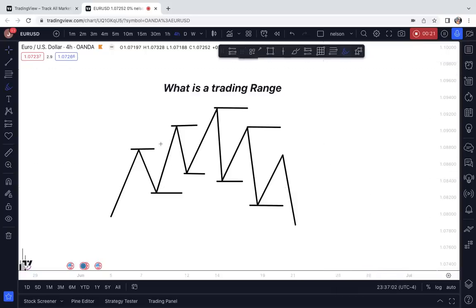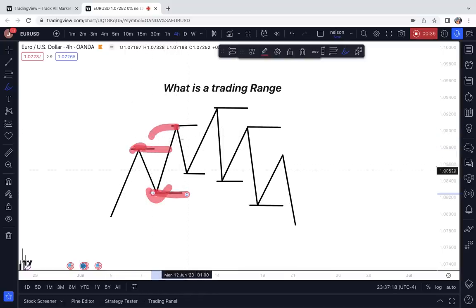For instance, here the last market structure was this high and this low, and then after this low was made, this high was made, breaking the last high. Therefore, our new range would be this low and this high up here.